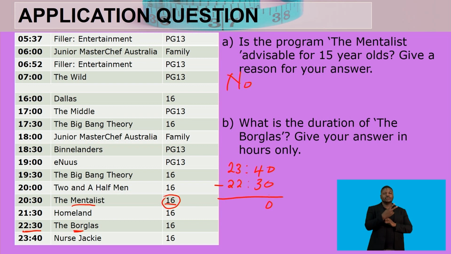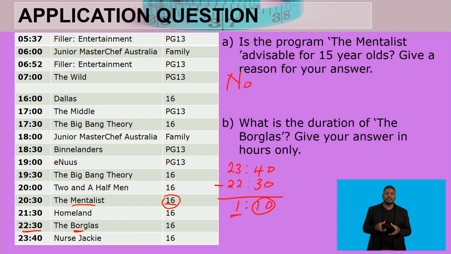0 minus 0 is 0. 4 minus 3 is 1. Then 23 minus 22 is 1. So it means it takes an hour, 30 minutes. So he said express it in hours only. So it means we've got 1 full hour. So we just have to convert the minutes to what? The minutes to hours. How do we convert minutes to hours? Minutes to hours is from small to big, so you divide. So you will say 30 divided by 60. What does it give us?